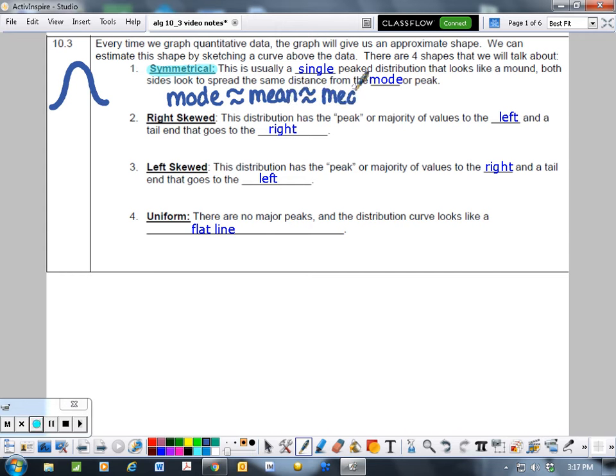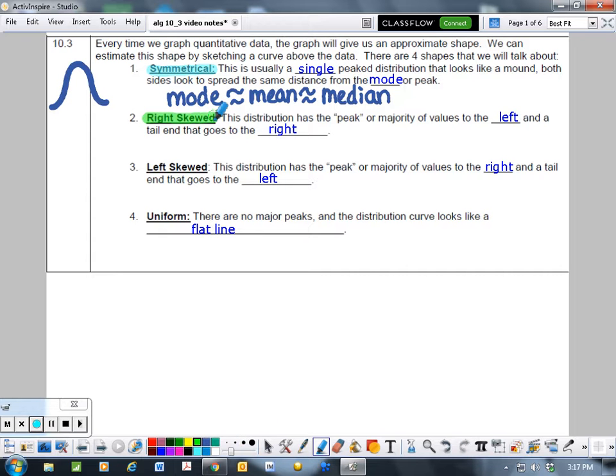So when we get this occurring, using that measure of center can help us determine that it's actually pretty symmetrical. Now, not always, because we still need to look at the shape of it, but it gives us a hint into that. So our next one is what we call right skewed.